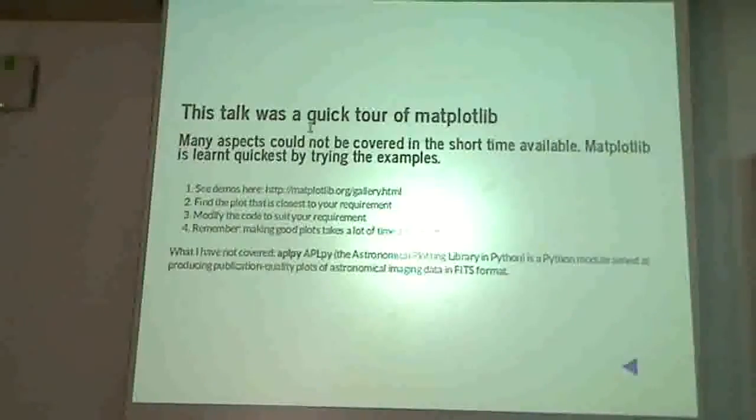But this time is inadequate to actually go into things in great detail. If one wants to go into great detail, this is the thing to remember: go through the examples. There are 1,000 examples for you to look at. This is the URL, matplotlib.org, gallery.html. Sometimes what I found useful is that I just look through the gallery for the closest to the kind of plot I want to make, then look at the source code, even take that source code and just modify it for my requirement. So you can try that same strategy.